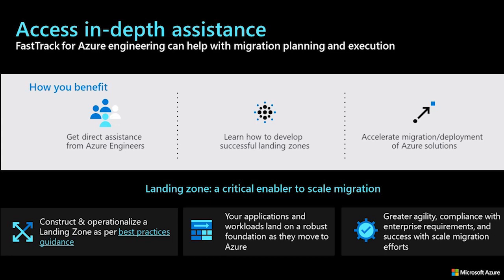So what happens is that the Fast Track team works closely with you and the partner and your architects and other technical stakeholders to design your landing zone. And if you already have a landing zone, then the Fast Track team will review it and provide best practice recommendations, right? And then the partner is involved in actually building out and deploying the landing zone design that Fast Track approves. Next, let's touch on the skilling piece.